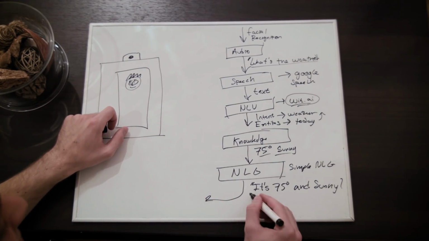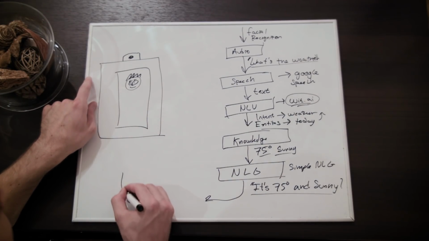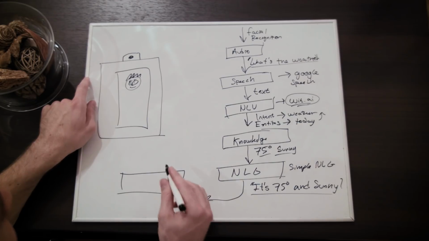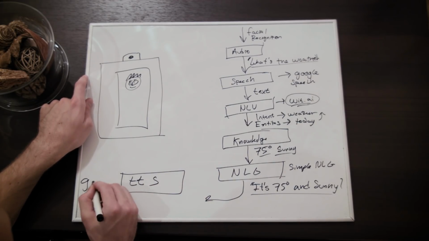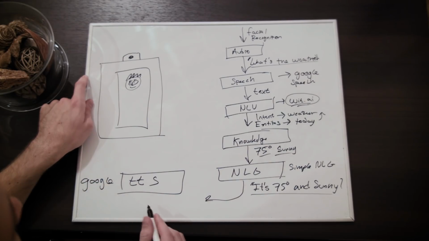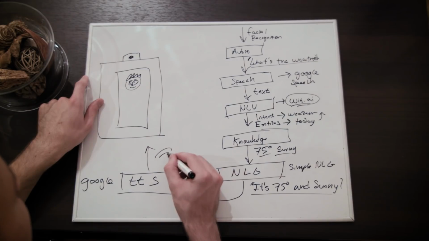Once we have this text, we actually need to say it to the user. So we have one final module here, and this is text-to-speech. And so we're also using Google text-to-speech here, and it basically creates audio that we can play back to the user.